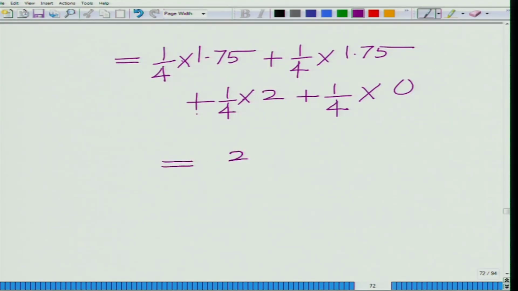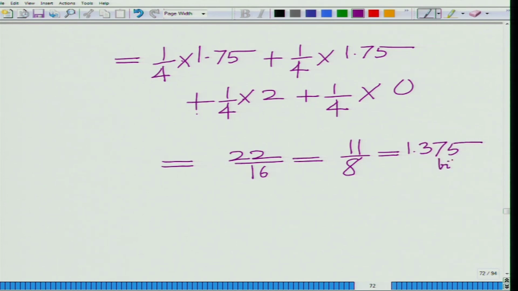This is equal to 22 by 16 equals 11 by 8, which is equal to 1.375. So, this is equal to 1.375.